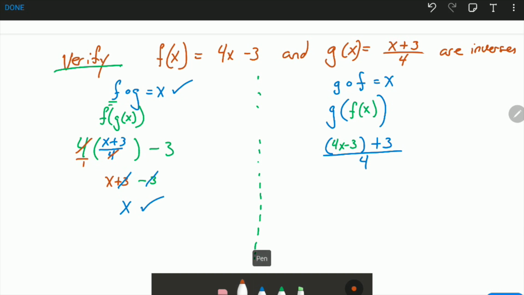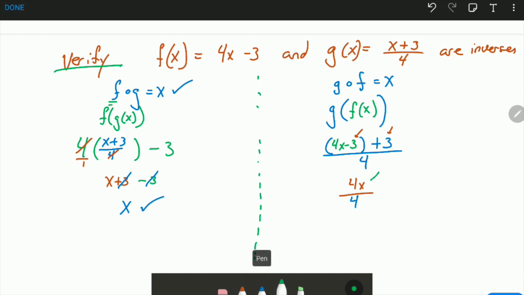Now we just have to simplify. On top here, since there's nothing connected to this set of parentheses by multiplication, they're not really serving any sort of purpose. So I'm going to ignore the parentheses and combine like terms, meaning that the positive 3 and the negative 3 up top are going to combine, canceling out, leaving me with 4x on top over my 4 that's on the bottom.